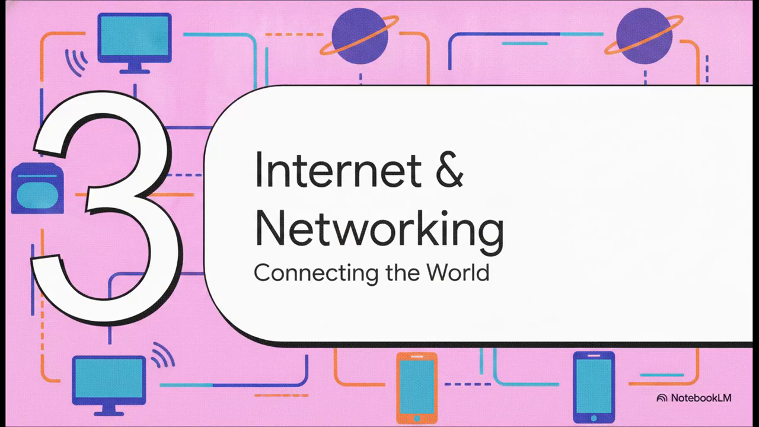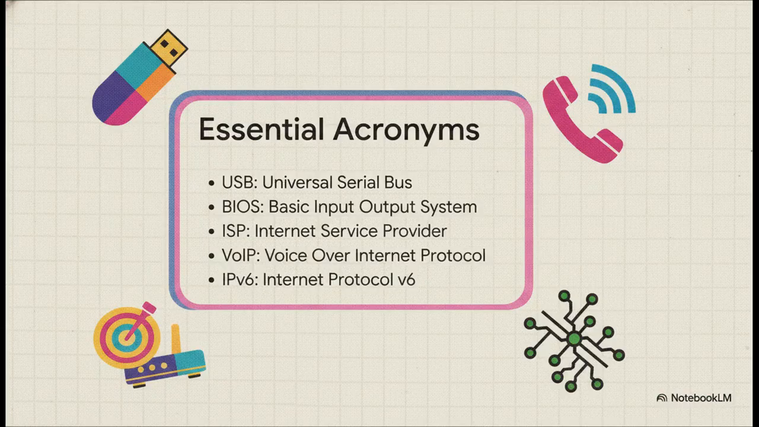Section 3. The Internet and Networking. Connecting the world. Let's dive into how your computer actually talks to the rest of the digital world. We all know examiners are obsessed with acronyms, so let's do a rapid-fire rundown of some absolute essentials. USB? That's Universal Serial Bus. BIOS is your basic input-output system. ISP stands for Internet Service Provider. VoIP, which is what lets you make calls over the web, is Voice over Internet Protocol, and IPv6 is simply Internet Protocol version 6. Drill these into your brain.